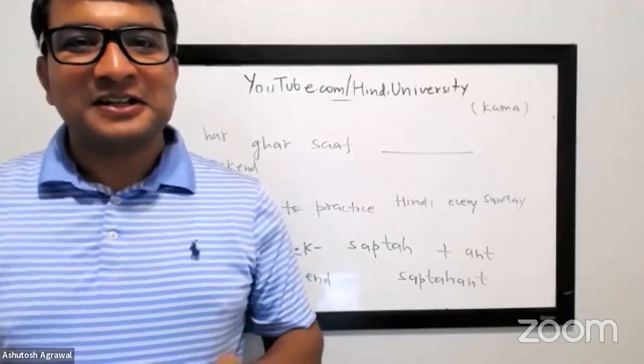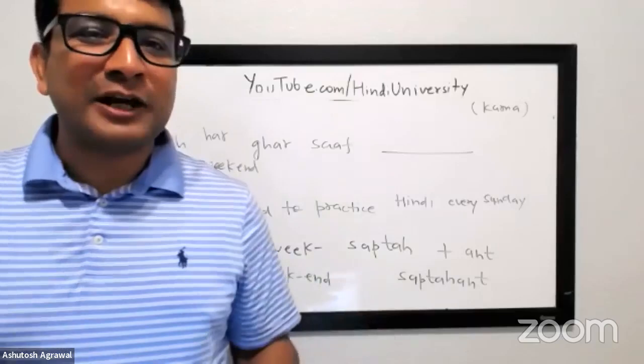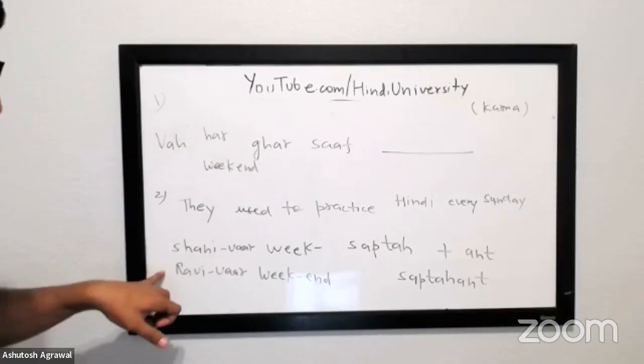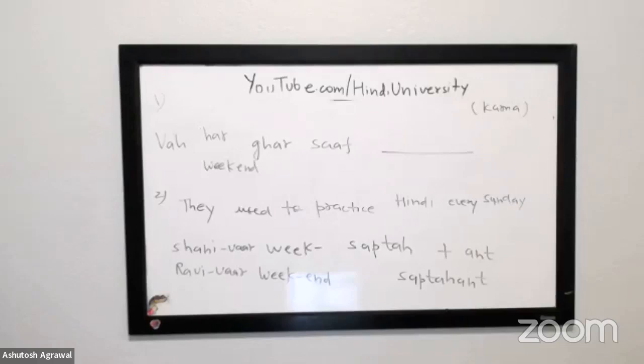Shaniwar, which is like, growing up, there was a concept of weekend, but it was not like 2 days. Like Saturday, you would still do something in school, right? So it became only Sunday, which was the day off. I understand. So either you can say this, use a pair, and that would work out. So, vah har Shanivar, Ravivar, ghar saaf karte the.